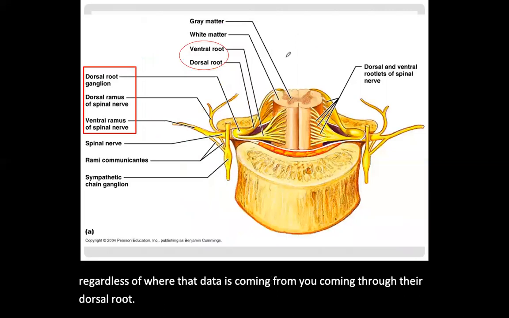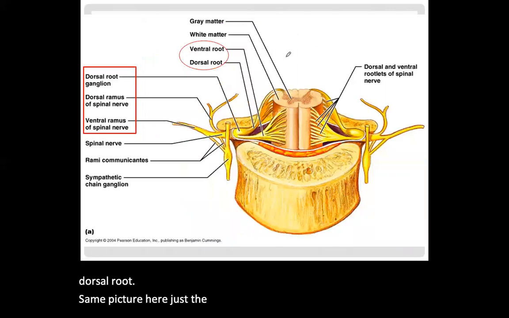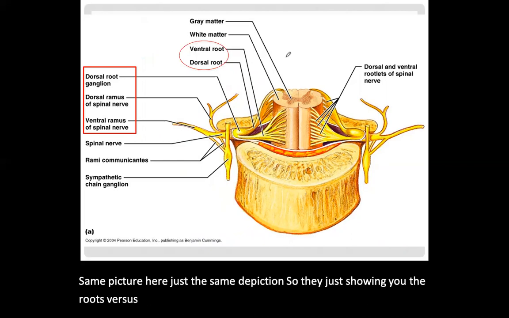Same picture here, just the same depiction. So they're just showing you the roots versus ramus and the ganglia.